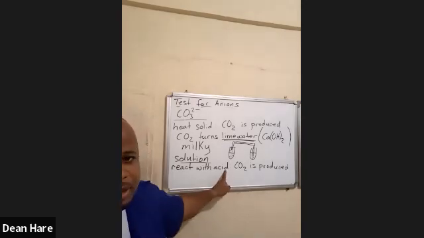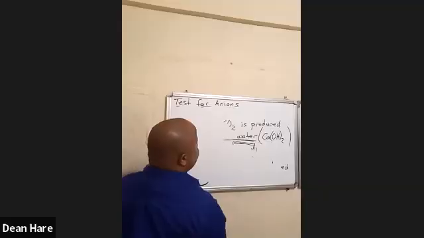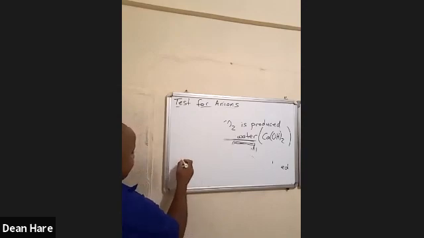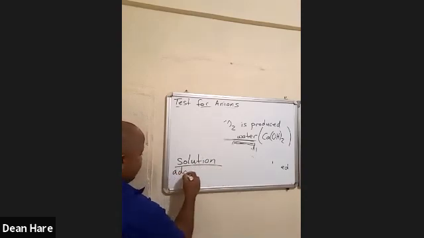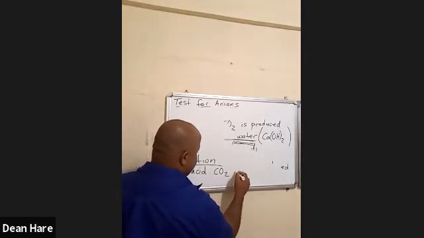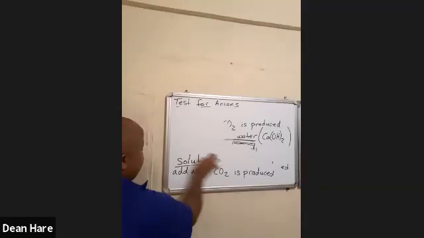Right, is anybody still writing from the board? Yes, sir. Finish. All right. Wait, somebody said no. So all we did was, if you have this solution, you add acid, any acid to the solution, and CO2 will be produced. Wait, the person that is not writing, you can erase it. All right.